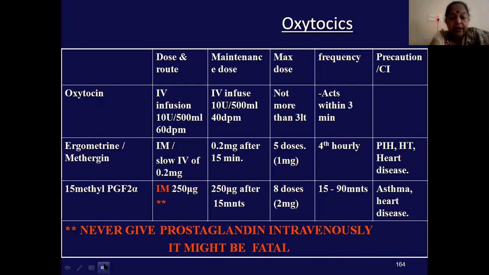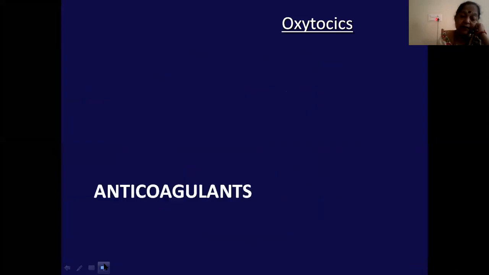For ergometrin, remember that only 5 doses can be given, and 1 milligram is the maximum dose. For oxytocin, I told you around 40 to 60 units maximum you should give. For PGF2 alpha, carboprost, 8 doses maximum, that is 2 milligram, and the frequency at which we can give carboprost is every 15 to 90 minutes. You should avoid it in asthma and heart disease, and never ever give prostaglandins intravenously.